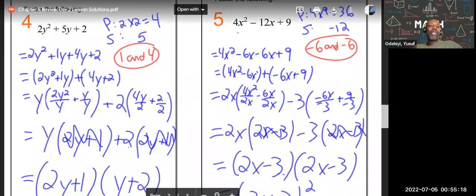Okay, now you want to factor out the common factor for this term. Well, y can go into both of these terms. So I have y in front of the bracket, then I'm going to divide out each term by y. Okay, and if I divide out each term by y, I'm left with 2y.